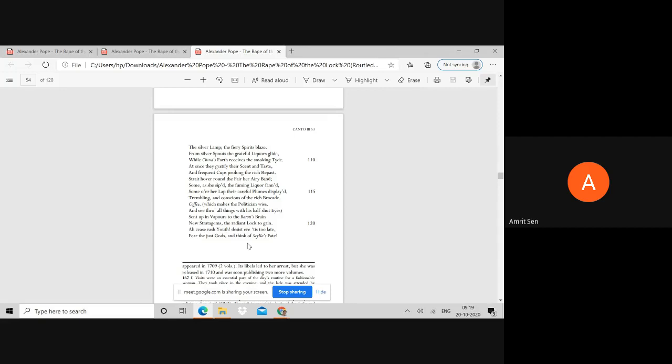"Cease rash youth, desist ere too late. Fear the just gods and think of Scylla's fate." Now, Pope periodically punctuates this mock heroic with epic allusions. What does it do? It creates an epic scale. These allusions create an epic scale where the action of this particular poem is compared with the action of civilizational great wars and conflicts. The allusion here is to Ovid's Metamorphoses.